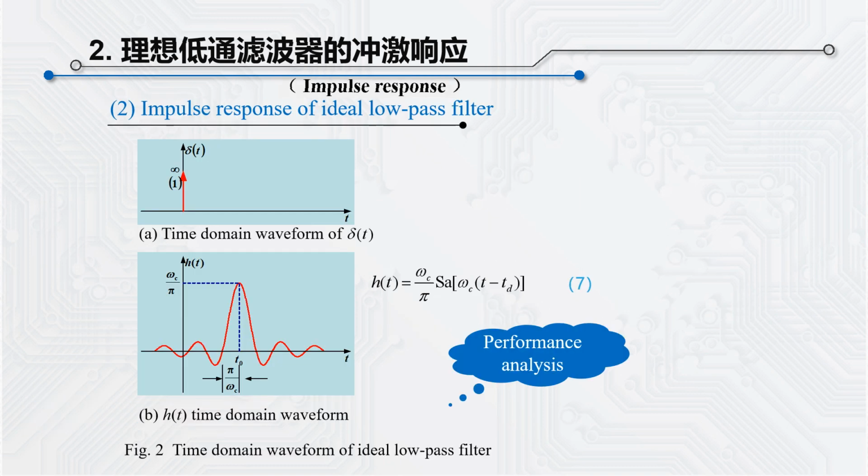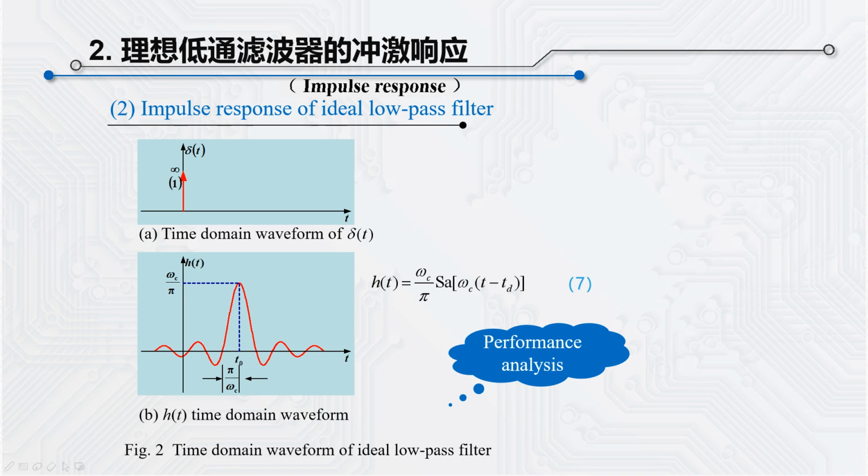Let's take a look at the specific waveform of the impulse response of the ideal low-pass filter. This is its input signal delta t. This is its output signal h(t). Formula 7 shows its mathematical description. Here we can find that the output and the input of the ideal low-pass filter produce significant distortion.